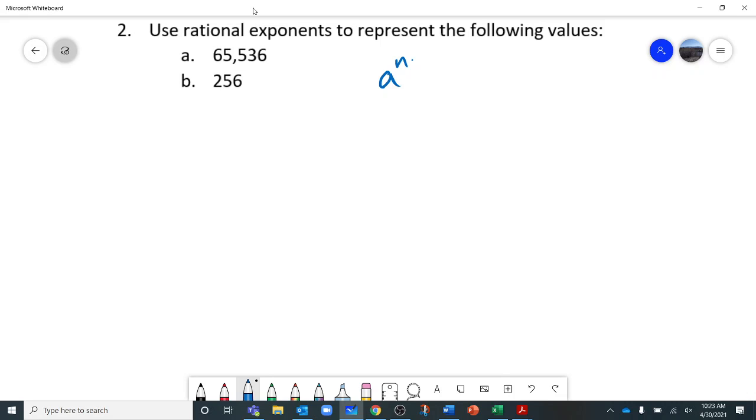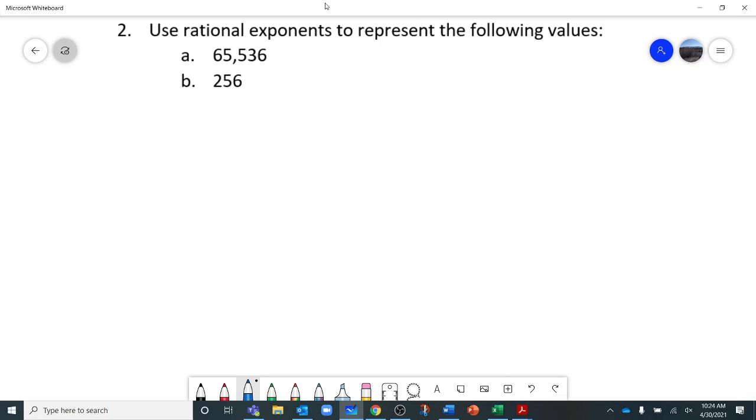We could do some bigger numbers. I don't know what to tell you is a good approach for this. The best way to do this is to use logarithms, which you don't go over until Algebra 2. So what we're going to do is take 65,536 and write it as a power of 2.